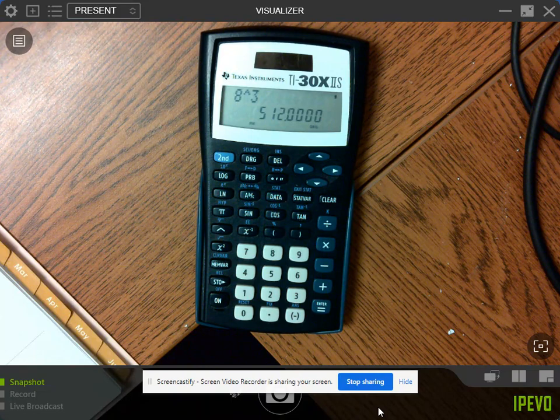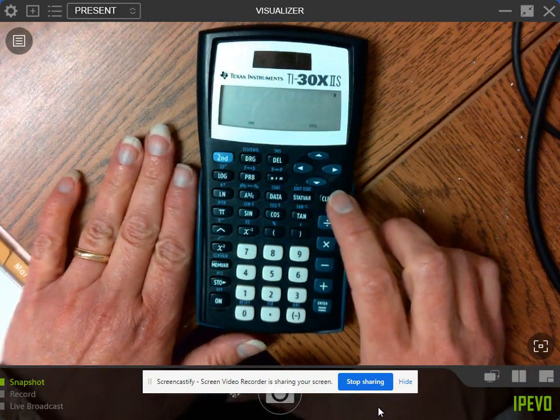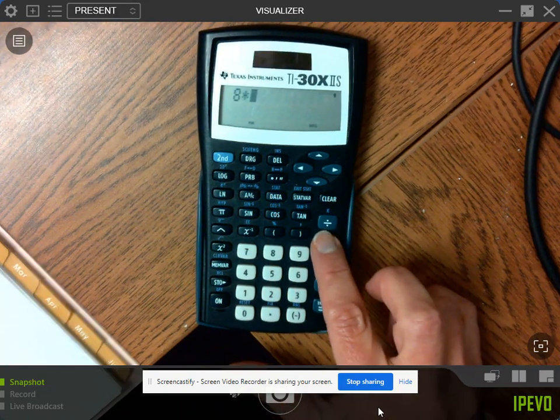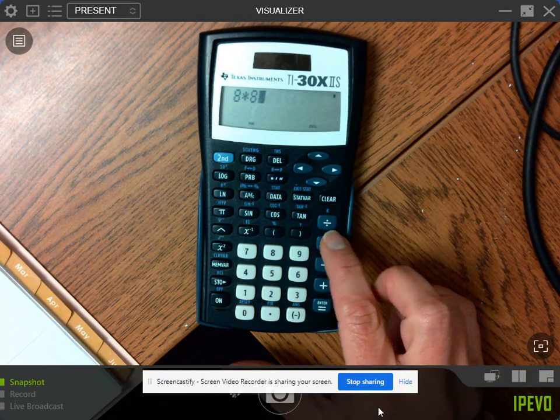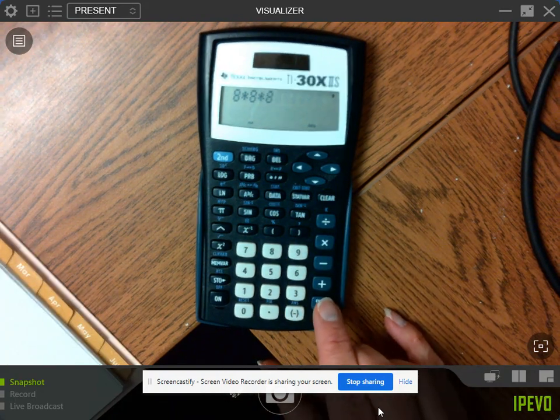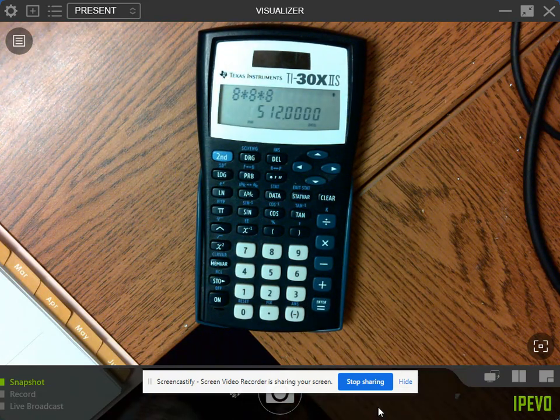So if you don't have a fancy big kid calculator and you just have a regular calculator that just has the simple buttons, let me show you what we're doing. So watch. We had 8 times 8 times 8. We needed 3 8s that we were multiplying together. That equals 512. So we get the same answer.